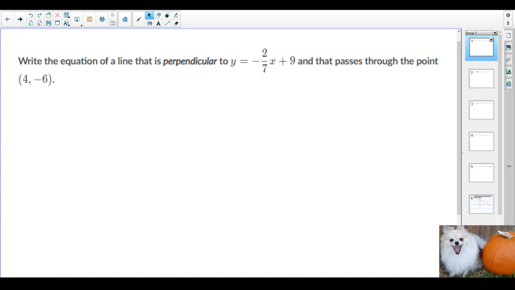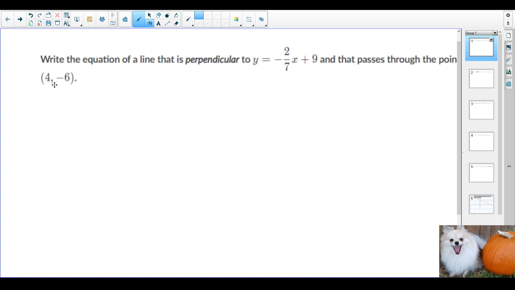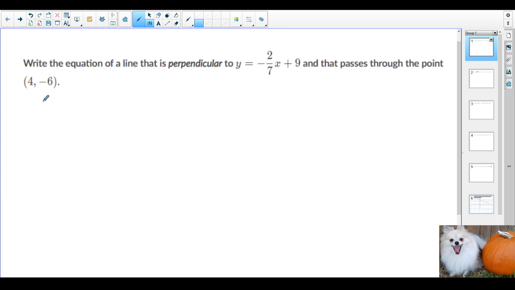Alright. What's up, Adrian? Let's answer some math questions. Alright, write the equation of a line perpendicular to all this that passes through the point (4, -6). Okay, so what we're given is a point, not a marker, a point, and potentially slope. So we need to, I'm looking at that, I know what's happening.